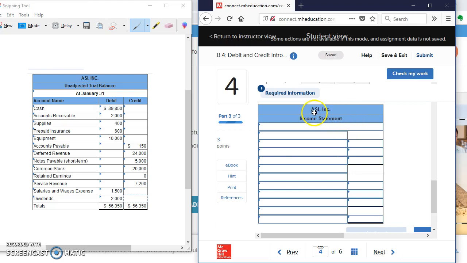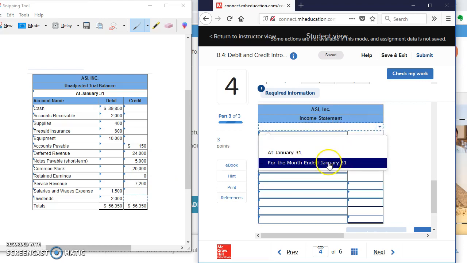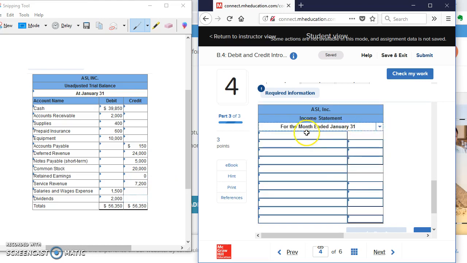So when you do an income statement, this is something you've got to lock in this semester and when you take managerial accounting. What are you looking for in an income statement? Always revenues and expenses. So if you go to your trial balance, look at the very bottom, you see service revenue, salaries and wage expense. Those are things that are going to your income statement. So the income statement will always be for the month ended on the third line.